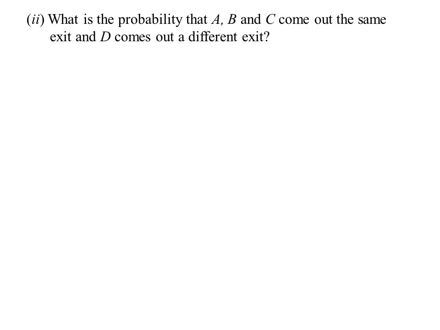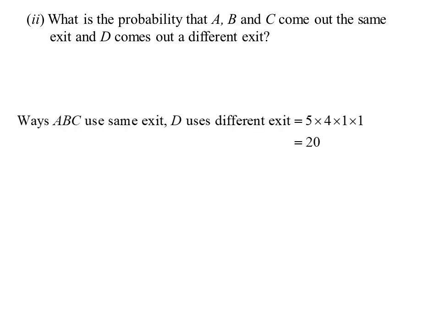Next part. What's the probability that A, B and C go out the same exit, but D goes out a different one? There's my answer. Where does it come from? Well, I'm thinking about D first, because actually the order the mice leave doesn't really matter. Same as when I was rolling those dice.